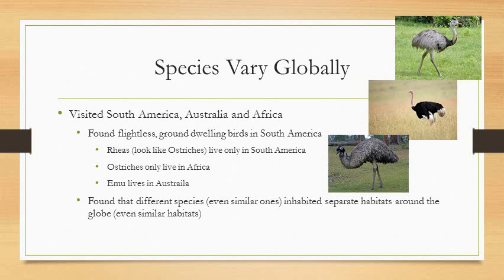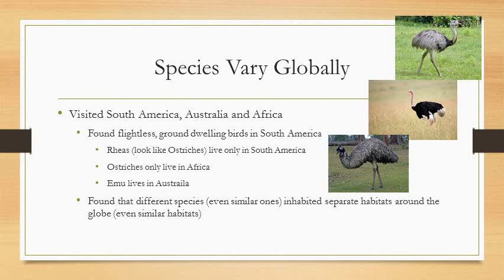So the first one we're going to look at is species varying globally. You can see pictured there are 3 animals that are different species, but they do look similar. In this example, we're going to talk about his visits to South America, Australia, and Africa, and what he found was that there were flightless ground-dwelling birds in South America. So these guys right here are going to be the rheas. This is what he found in South America, and so they look like ostriches. They don't fly. They are very large birds. Here is an actual ostrich. These are found in Africa only.